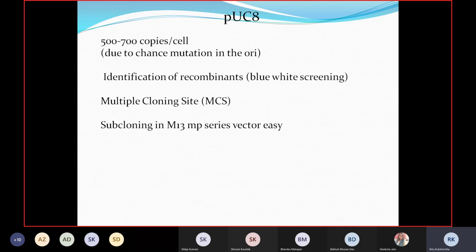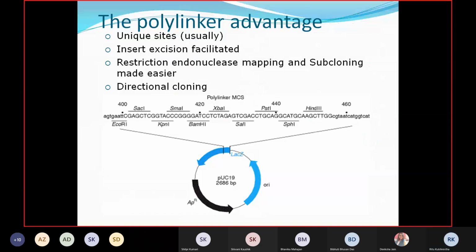So what the new commercial vectors that are available generally do is keep the MCS site common between different types of vectors. So if I want to move my gene of interest from, let's say, this pUC vector to, let's say, an M13mp series vector, then it is very easy. I will cut with SmaI and PstI, let's say my gene is cloned here, and I will cut my mp series vector with the same enzymes, because in this vector also they are present in the same orientation.